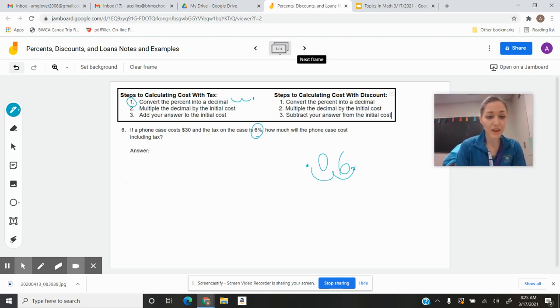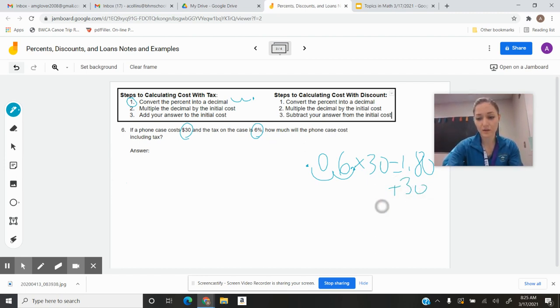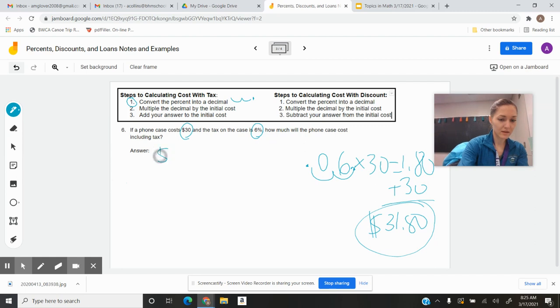We're going to take that decimal and multiply it by the initial cost, which is $30. Okay, so on my calculator, I'm going to take 0.06 times 30. And I get 1.8. All right. Now I just need to add my answer to the initial cost. So I need to add this to 30. And when I do that, I get 31.8. So after tax, that cell phone case is going to cost me $31.80.